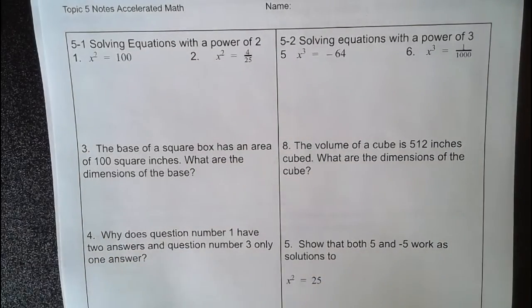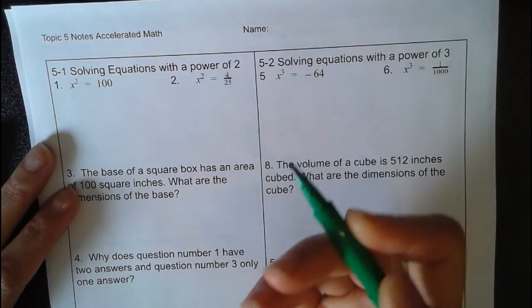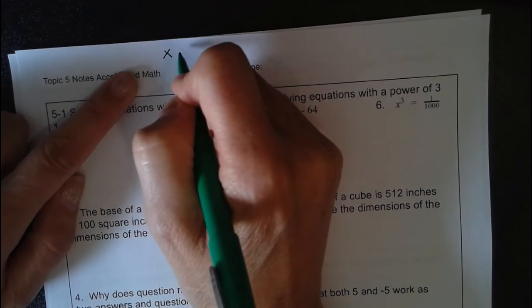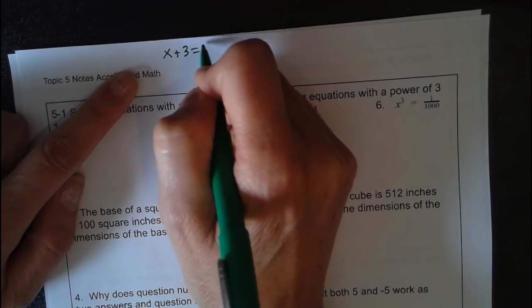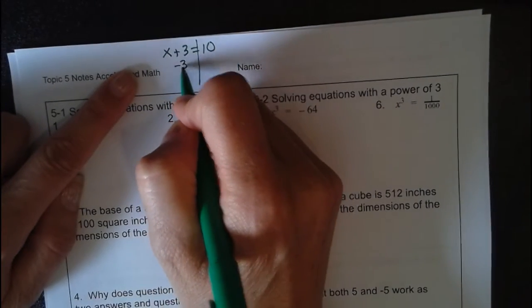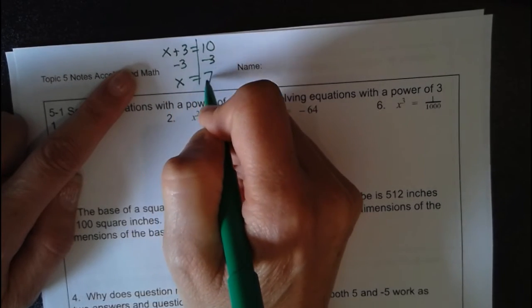Okay, here we are on topic 5, and we're going to work with some square root equations, or squared equations that we're going to need to square root. So when you were in 6th grade, you did a problem such as x plus 3 equals 10. And even though you could do that in your head, your teacher said, no, you need to show your work. And you said the opposite of adding was subtracting. Whatever you do to the left, you have to do to the right, and you got the answer of 7.